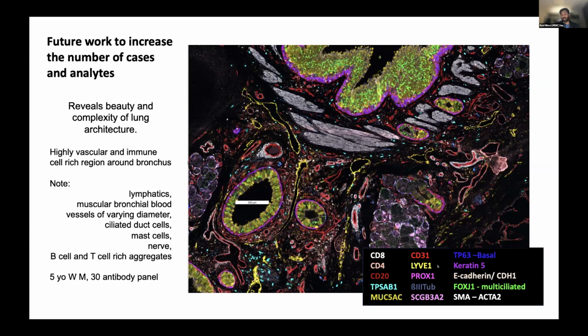And this is just put in there to show that we are able to find many different structures. In this particular case, it was a 5-year-old, and this was a 30 antibody panel, but we've already gone up to, as I mentioned, over 45 antibodies.